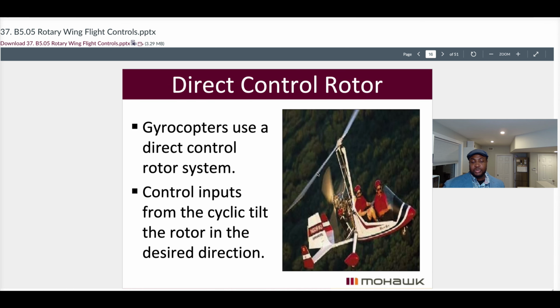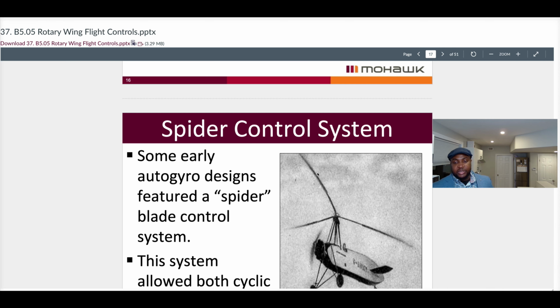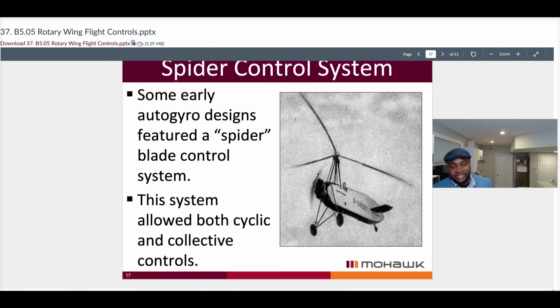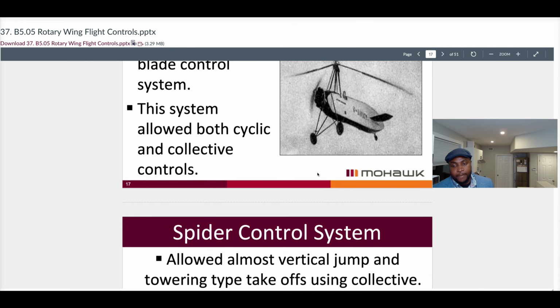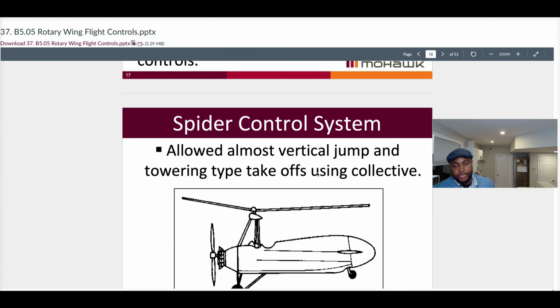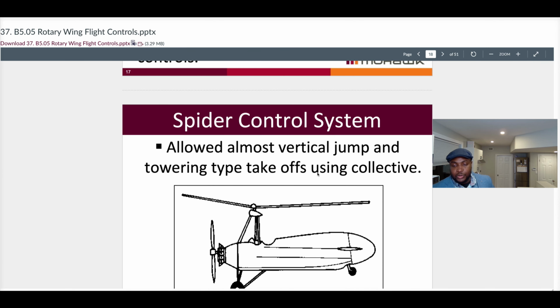Some systems feature a spider control system. These are used in earlier designs. This system allows both cyclic and collective controls to be used. This allows for almost a vertical jump takeoff using the collective.